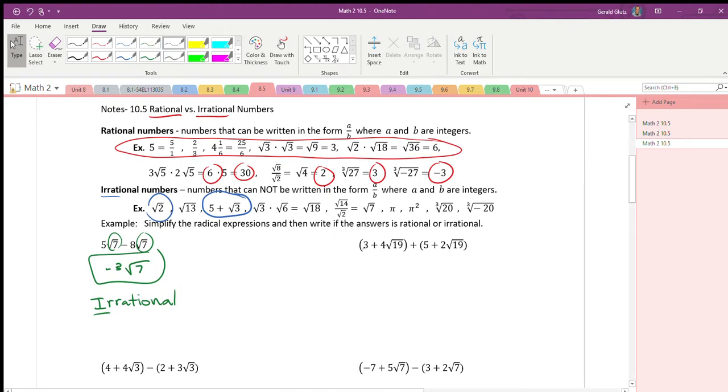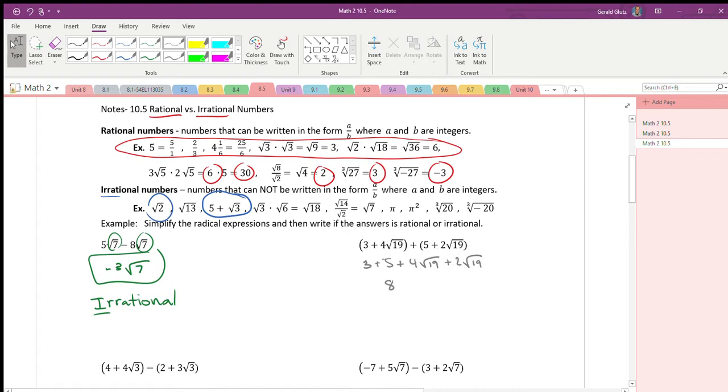So next number, I got 3 plus 4 root 19, and then plus 5 plus 2 root 19. Since there's a plus here, I'm basically adding all these numbers. So I'm going to put the two whole numbers first. 3 plus 5, plus 4 root 19, plus 2 root 19. Since all of these are plus signs, I just reordered it to put the whole numbers together and the radical signs together.